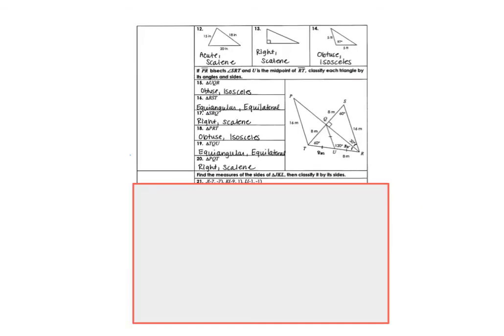And once you mark up this information that you were just given and what you're able to conclude, go ahead and see if you can classify these triangles by angles and sides. Pause the video and do it now, and then play the video to check your answers. All right, so here are the answers to 12 through 20 with the classifications.